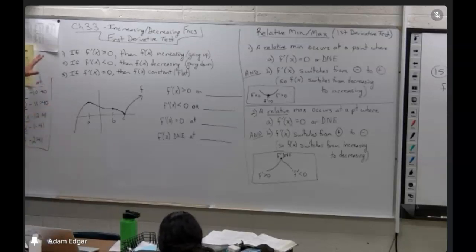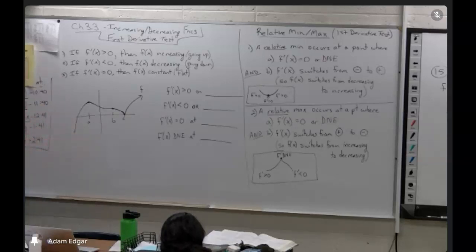So to determine where we have relative maxes and mins, we use something called the first derivative test. And really what we're doing is we're checking it using the first derivative to see where is a function going up, where is it going down. And then where you switch from going up to going down is where you have a maximum. And where you switch from going down to going up is where you have a minimum.